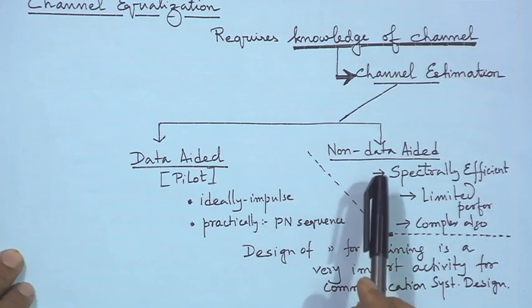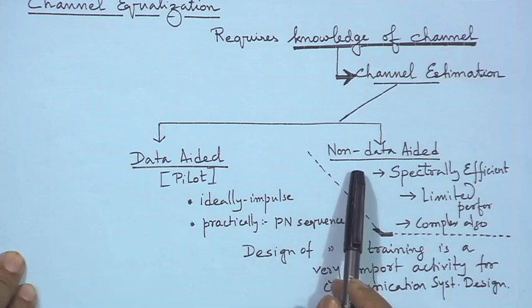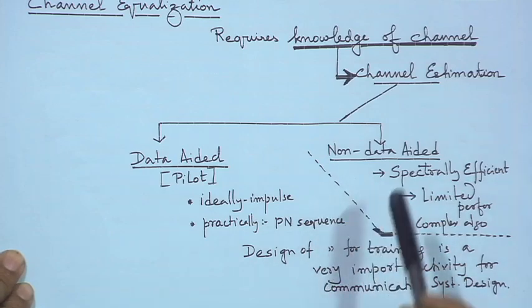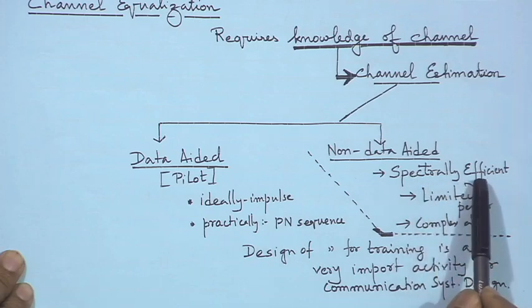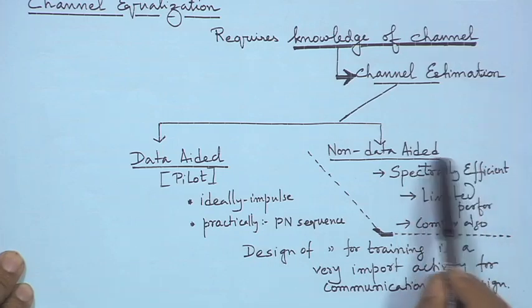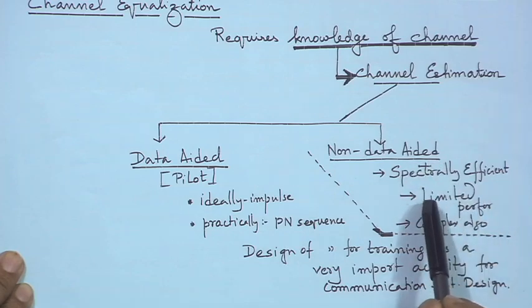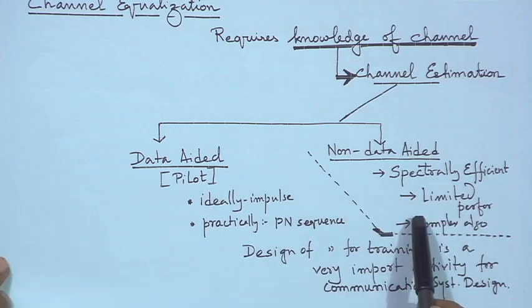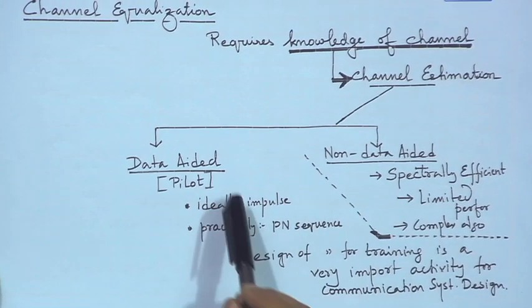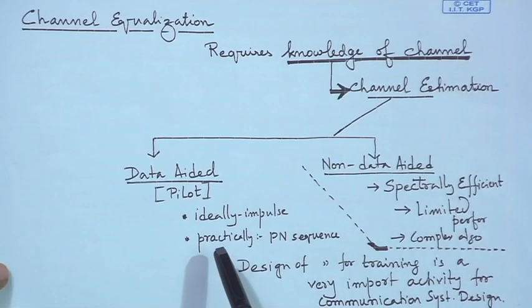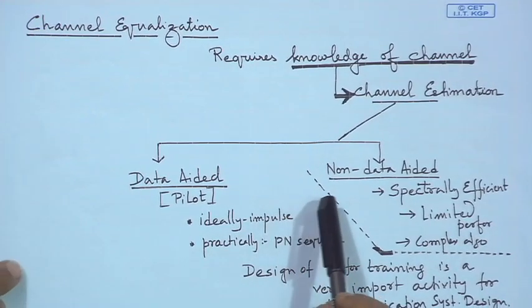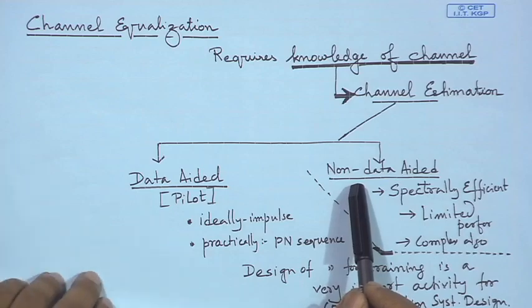Non data aided means there is no additional data requirement for channel estimation. From whatever received signal is available, one could estimate the channel coefficients. These techniques are naturally spectrally efficient because no time or spectrum is wasted for transmission of pilot. However, they have limited performance compared to data aided, and are complex in nature. Our focus on channel estimation will be primarily data aided. However, when we move on to synchronization and other techniques, we may take a look at non data aided, when things will be a bit clearer.